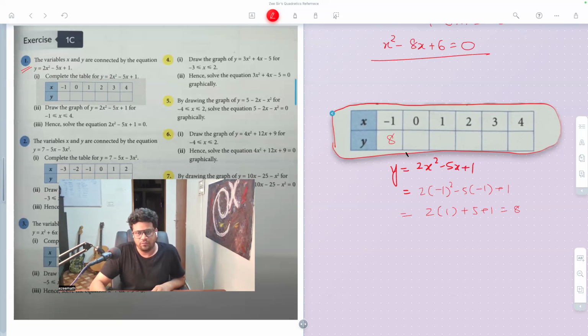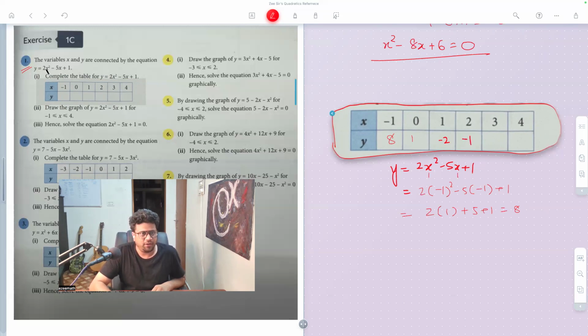At 0, you'd put a 0 here in place of x. The value will come out to be a 1. At 1, it will come out to be a -2. At 2, it will come out to be 8 minus 10. That's -2. -2 plus 1, that's a -1.